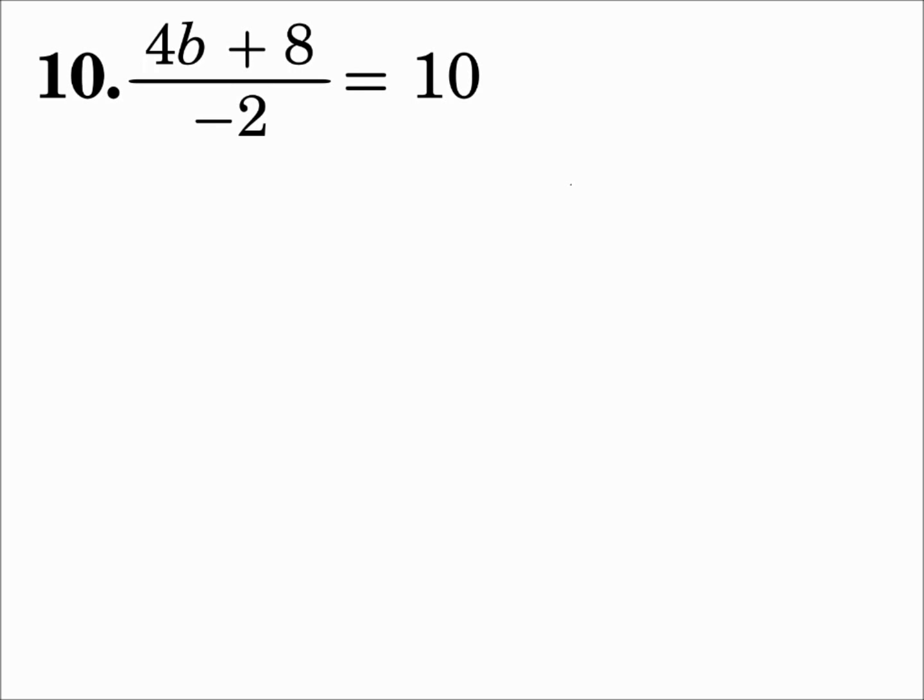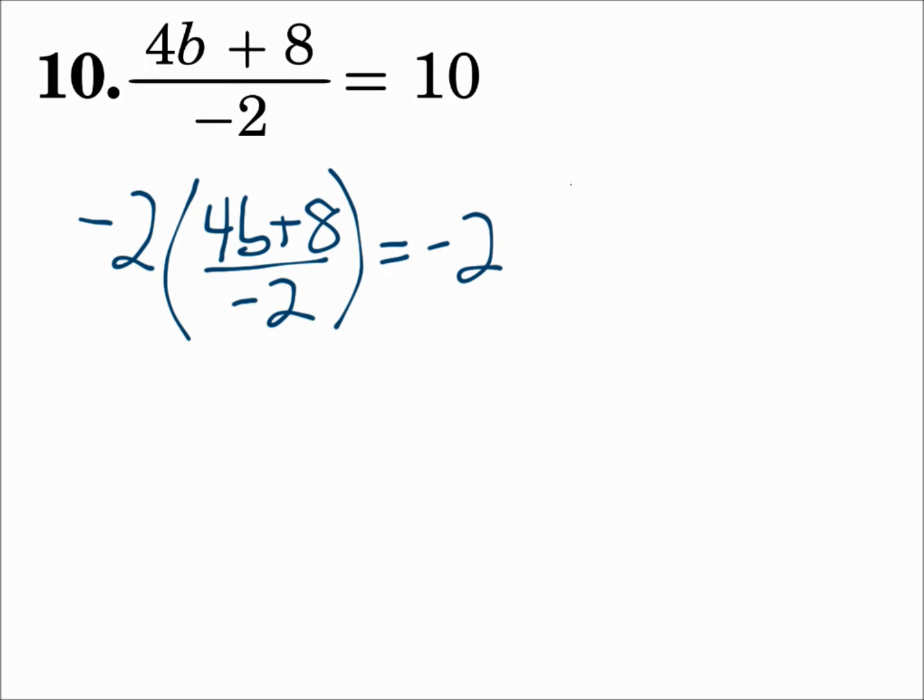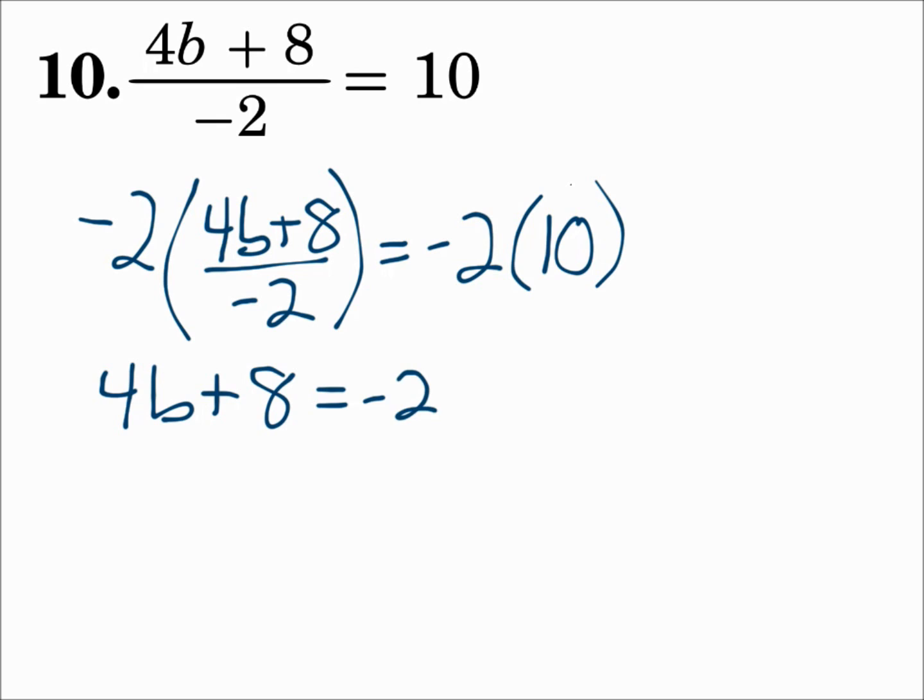Number 10. 4b plus 8 all over negative 2 equals 10. Start with big ugly fractions, and we have one. Multiply both sides by the common denominator, which is negative 2. That will get rid of the fraction and make my equation a lot easier to deal with. The negative 2's cancel on the left, leaving 4b plus 8, and negative 2 times 10 is negative 20.